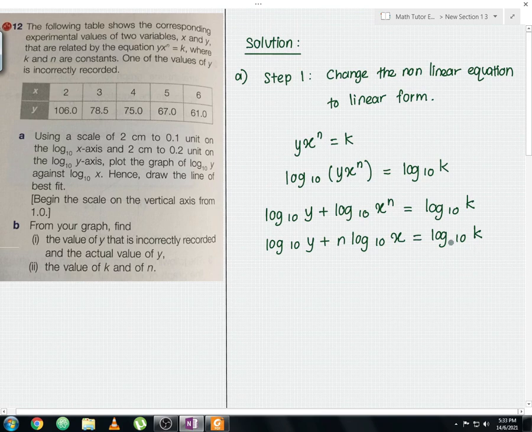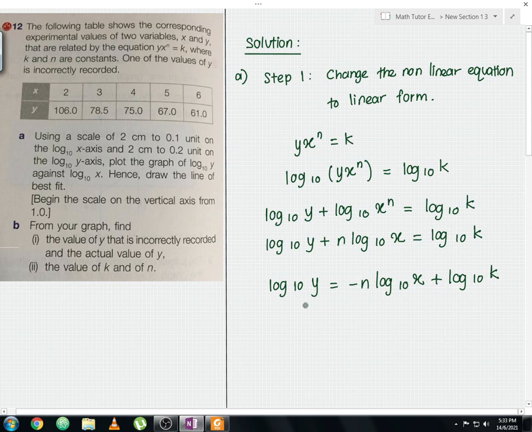So from here, what you're going to do is we're going to rearrange this equation such that it fulfills the straight line equation form, which is y equals to mx plus c form. Okay, so from here, this log 10y will remain in the left hand side, but then this n log 10x will be moved to the right hand side. So from here, log 10y will be equals to negative n log 10x plus with log 10k.